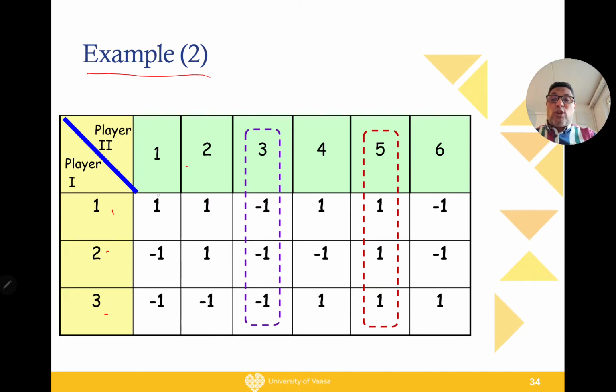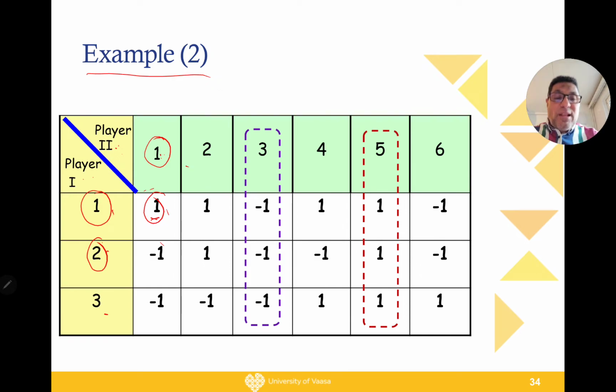And here we put the payoff for player 1. Because it is a zero-sum game, when we say that here it is 1, it means that for player 2 it is -1. Okay, so now if player 1 plays strategy 1 and player 2 plays strategy 1, then player 1 will win, because it is +1. If player 1 plays strategy 2 and player 2 plays strategy 1, then player 1 will lose and player 2 will win.